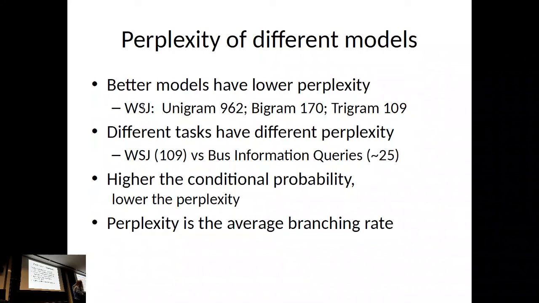So we talk about Wall Street Journal, it's 109, but we talk about bus information, a system that we ran here for years, the perplexities are only 25. And the number, I'll talk about this at the end. The perplexity is effectively the average branching rate. It's a little weird when you think about it, but it's really, given where I currently am, what's the average number of things that can come next over the whole sentence? A bigger number means there's less predictability, and a smaller number means there's more predictability.